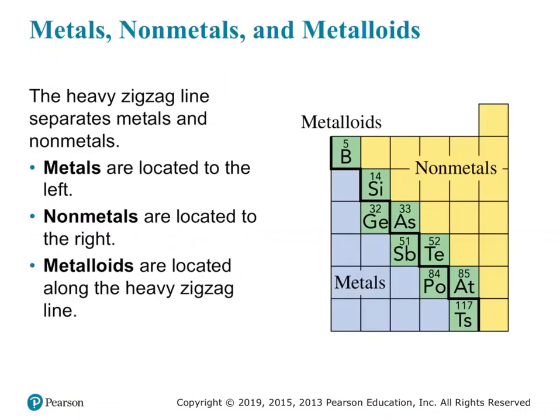All right. So next time, we're going to talk about metals, nonmetals, and metalloids. But for now, just focus on learning the symbols and the names of the elements in the first 3 rows of the periodic table, and I will see you in the next video.